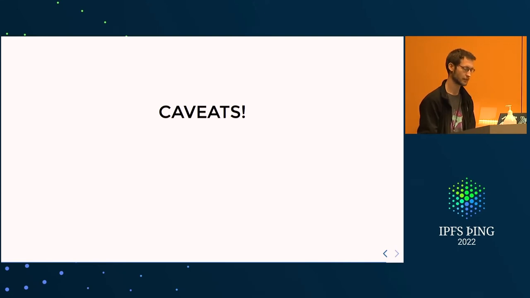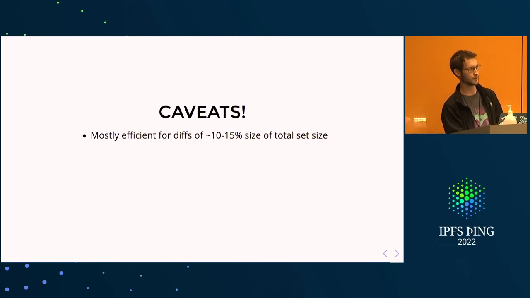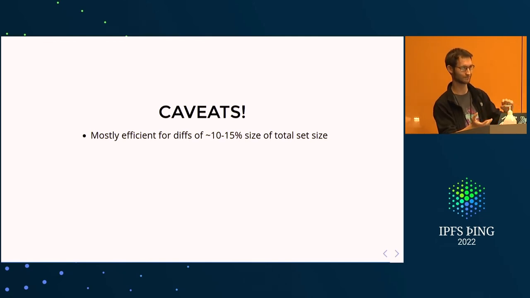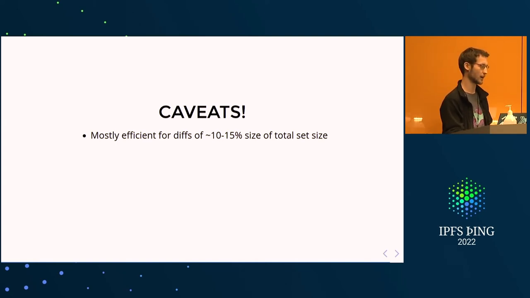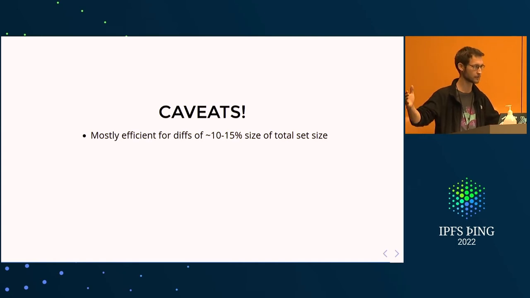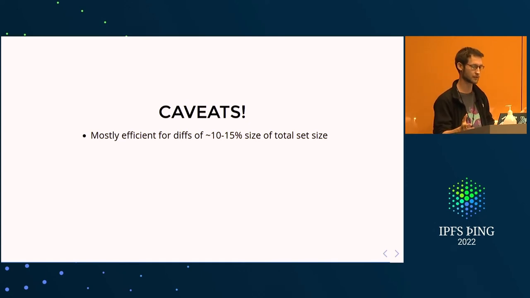There are some caveats. The paper and some slides that the author has say invertible Bloom filters are only really efficient if you have diffs that are maximum 10 to 15% of the total set size. For example, if you have a new node coming into the system with zero hashes, and you have a node that has a whole DAG that it wants, of course encoding that set of hashes as an invertible Bloom filter that you can decode is going to take a lot of space, and that's just not efficient. So the efficiency holds up until 10 to 15% of the set size, and then you can use them.